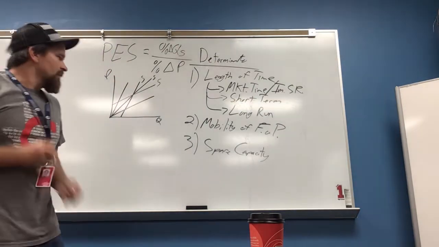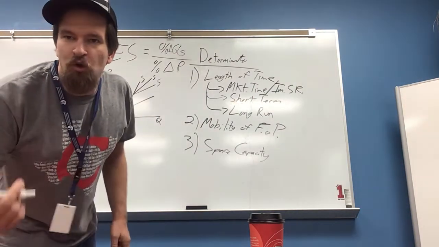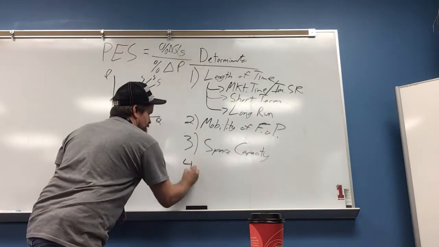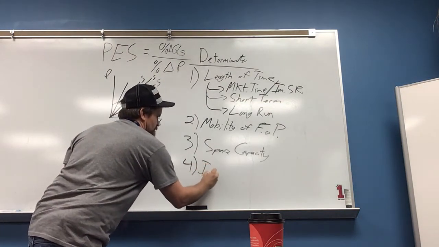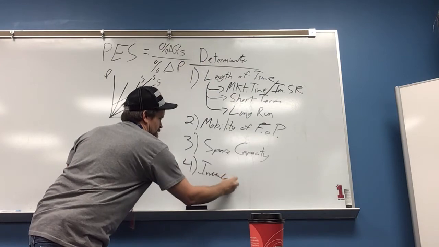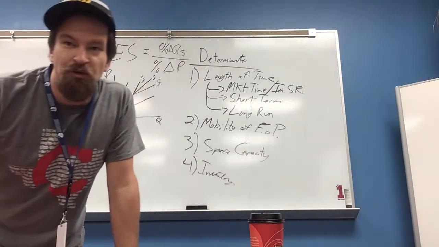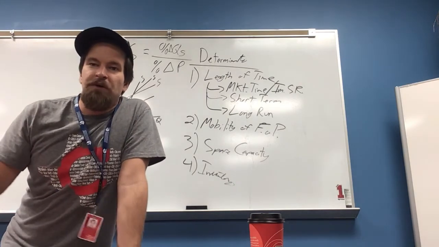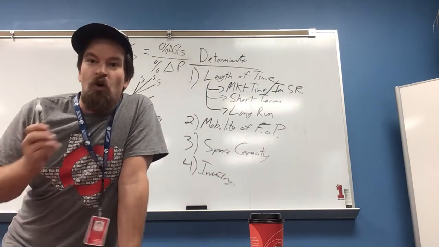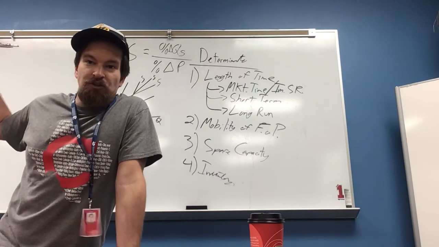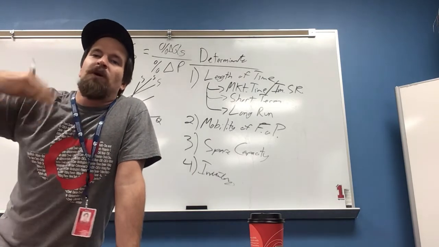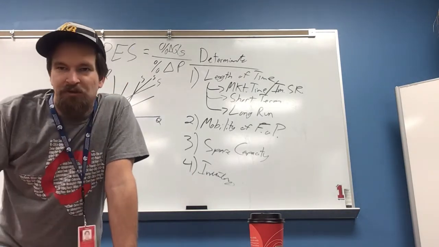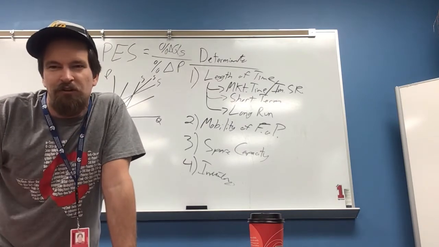All right. What about the ability to store inventory? What happens if there's an increase in demand for donuts? Well, if the donut store has a whole lot of donuts sitting in the back of the store, they can very, very quickly adjust to the change in demand. So therefore, they don't have to increase the price on their consumers very much.